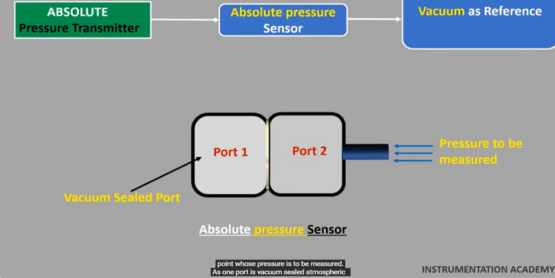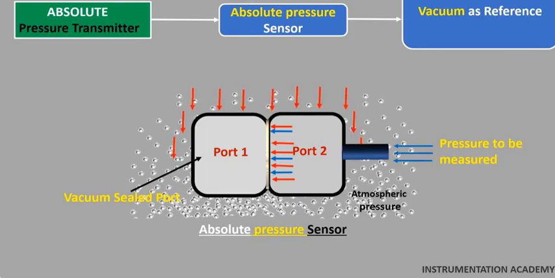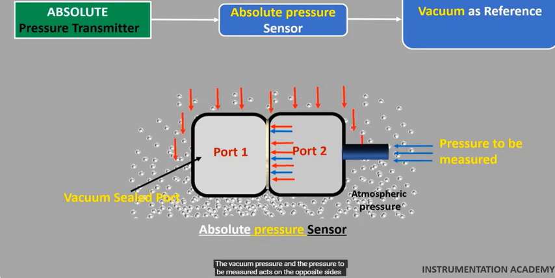As one port is vacuum sealed, atmospheric pressure does not act on it, while it acts on the pressure to be measured. The vacuum pressure and the pressure to be measured act on the opposite sides of the diaphragm connected between the ports, and the diaphragm deflects towards the direction of more pressure.